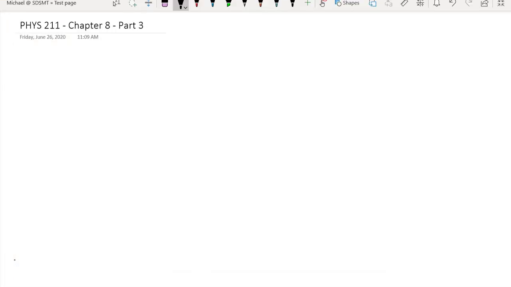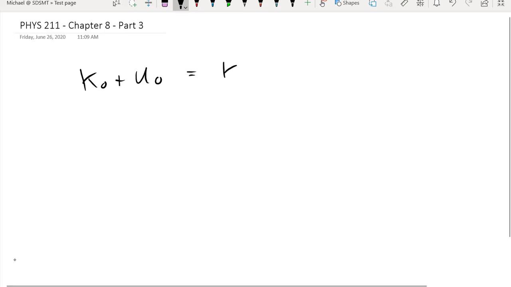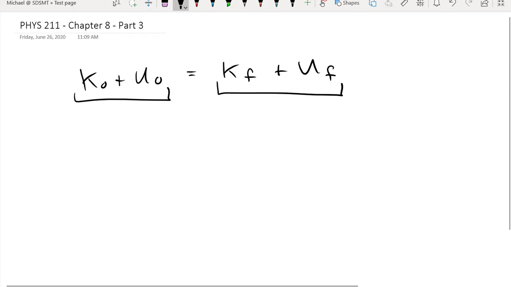Hello everyone, welcome back to part 3 of chapter 8, and we are continuing our discussions with conservation of energy, and if we can keep track of all the different types of energy in the system and keep the overall values equal to each other throughout the problem. So whether there's a change in velocity or a change in position, if we can keep track of all the different types of energy in the system, then we don't have to do work in the sense of what we had back in chapter 7.